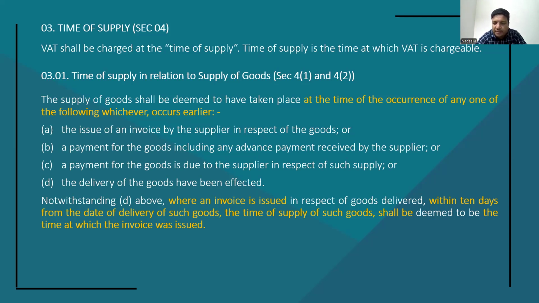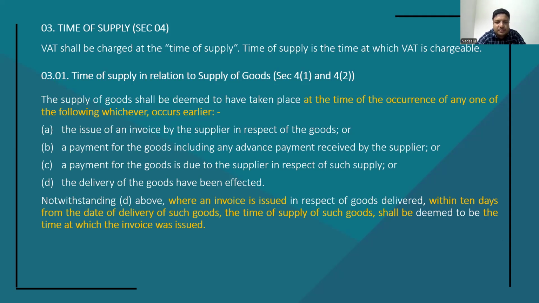Right. If it is supply of goods, the Act says the supply of goods shall be deemed to have taken place at the time of occurrence of any of the following, whichever occurs earlier. Out of these 4 activities, the activity that happens first decides the time of supply. At that point, you have to charge VAT. If you look at the activities again: the issue of an invoice, basically the date of the invoice; payment for the goods, time of collection; payment for the goods is due, the due date of the payment; delivery of the goods. Out of these 4, whichever activity happens first decides the time of supply.